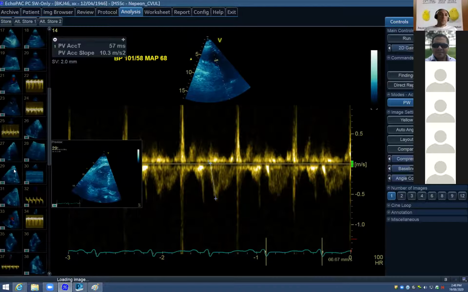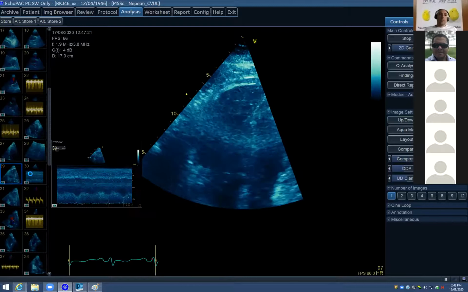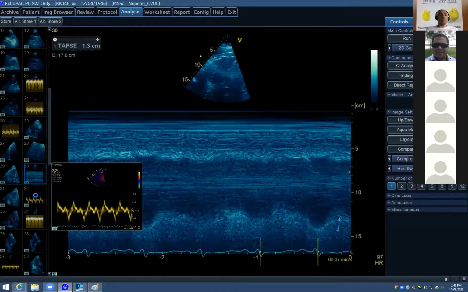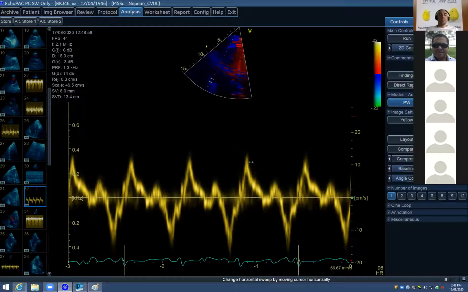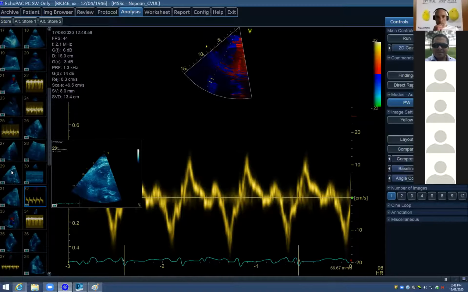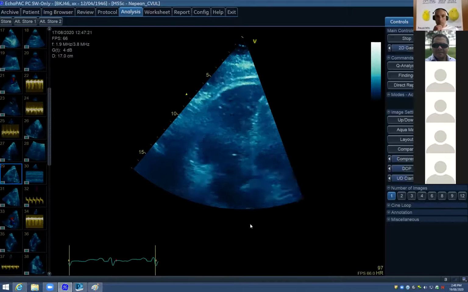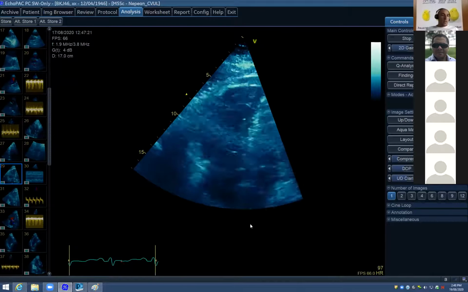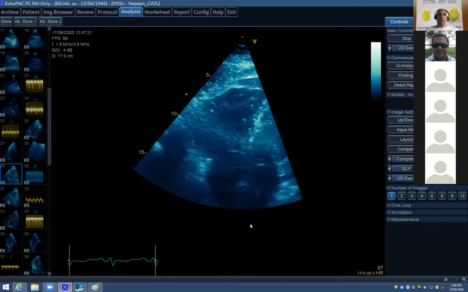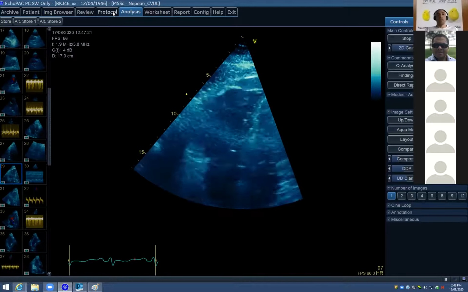What about RV function? I'll just quickly show you, we've got TAPSE now is 13. We've got RV S prime that is greater than 8. And we've got a fractional area change of 25%. So the longitudinal function has decreased somewhat, but the radial contraction looks like it's significantly reduced. It looks like there's a McConnell sign.